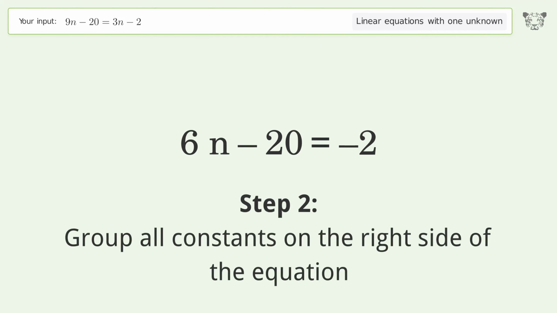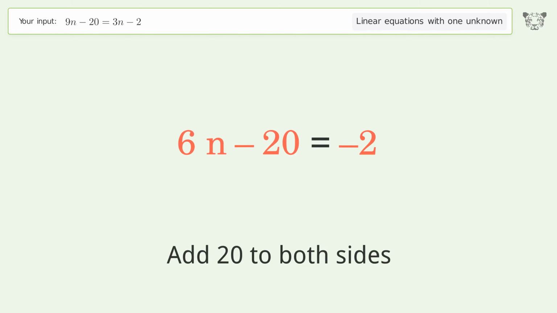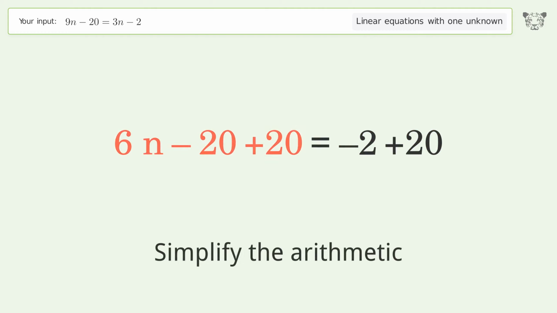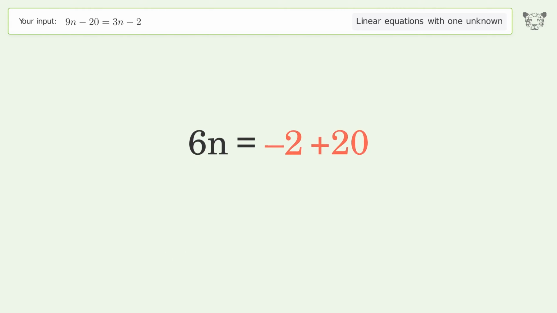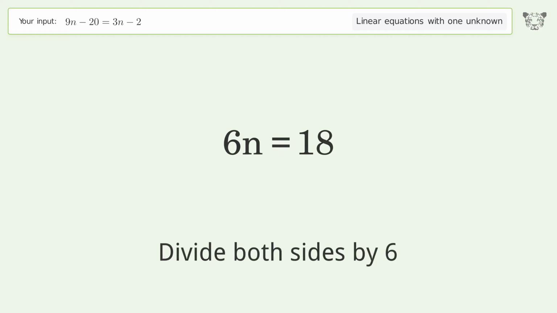Group all constants on the right side of the equation. Add 20 to both sides. Simplify the arithmetic. Isolate the n. Divide both sides by 6.